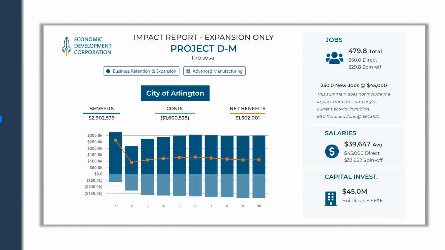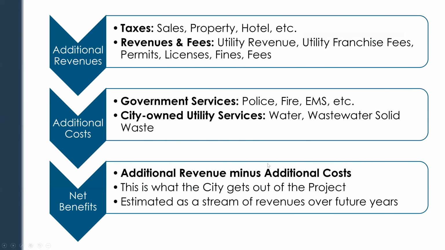Here is a partial screenshot from Impact Dashboard. The right-hand side notes some of those economic effects. The graph illustrates the fiscal net benefits, in this case for the city. The net benefits are really just those additional taxes and other revenues that the community or the city might get from a project, minus costs associated with the project as well, boiling that down to a net number to identify what that's going to be over a period of time.